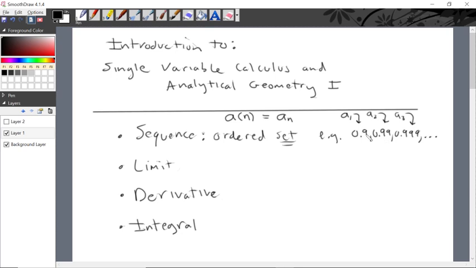Now, if we take these same numbers, but scramble them up, that is, change their order and then retitle them with a1, a2, a3 in a new order, we have changed the sequence because we have changed the order of the numbers.